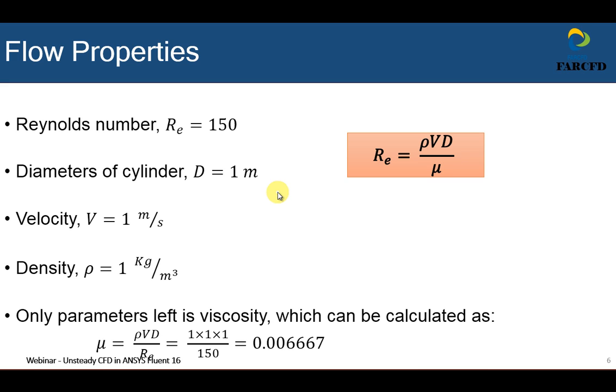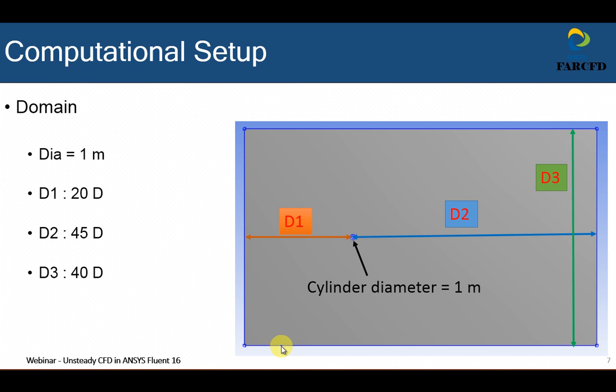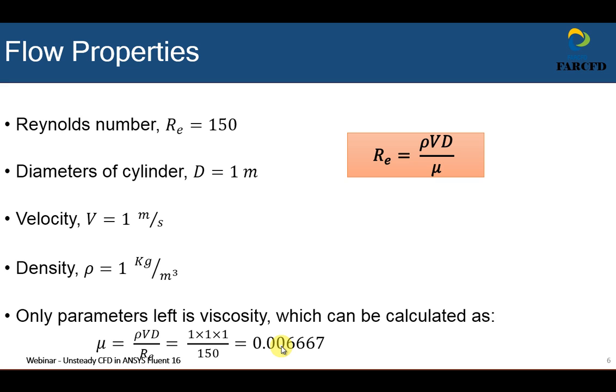Let's assume that the diameter of the cylinder is 1 meter, flow velocity is 1 meter per second and density is 1 kilogram per meter cubed. The only parameter left is viscosity, which can be calculated as shown. Its value comes out to be 0.006667 pascal second. We will set these values in Fluent for material properties and boundary conditions.